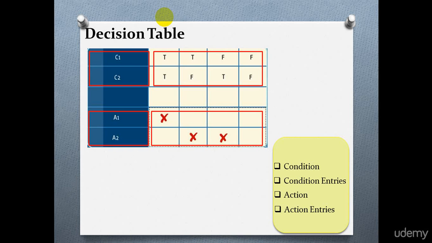And the final one, action entries. Action entries indicate which actions are possible for a given test case. If no action entries are present, then it means no action takes place for that particular condition.